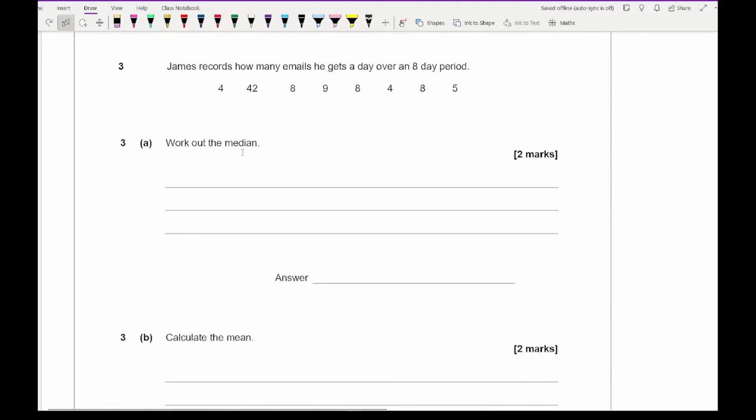For question 3, it says James records how many emails he gets a day over an 8-day period. And the question is asking us to work out the median. Now, whenever you are working out the median, you need to make sure that you are showing that you have ordered the data, obviously if it's not been ordered already. So here we've got 4, and again it's worth just sticking a little tick next to it so you're not missing any out. 5, and then we've got 3 8s, 9, and a 42. So then looking at the median, well, that's going to be the middle number, which is between 8 and 8, which is 8.